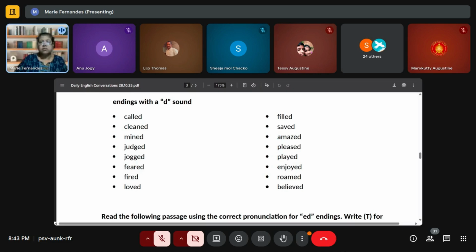See here, you want to know about the rules, right? Very simple. Fill, ending in a consonant L, you just add ed. Save, ending in a vowel, add only D. Amazed, ending in a vowel, add D. If you notice, all these words here are actually mixed up. Play, ed, ending in a vowel. Enjoy, ending in a vowel, ed. Roam, ending in a consonant, add ed. Believe, ending in a vowel. Can you see E here? Add only D.